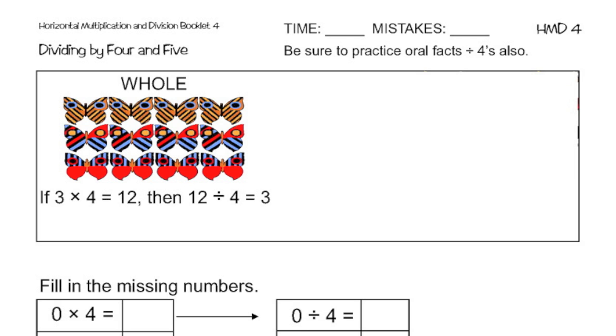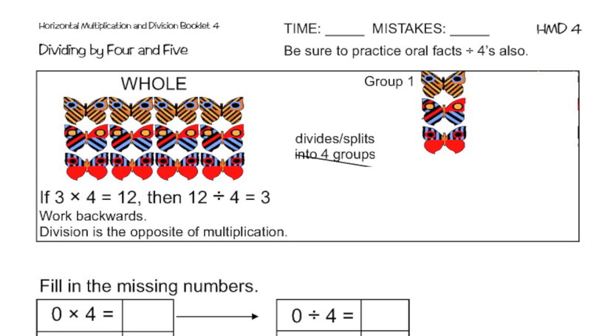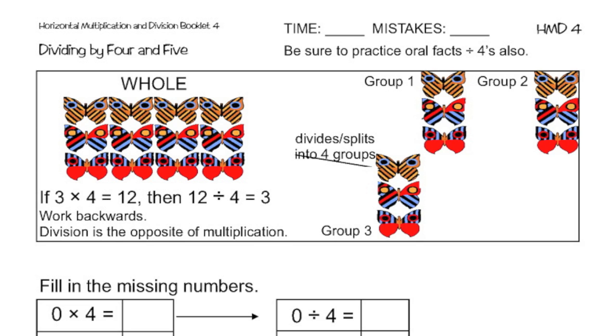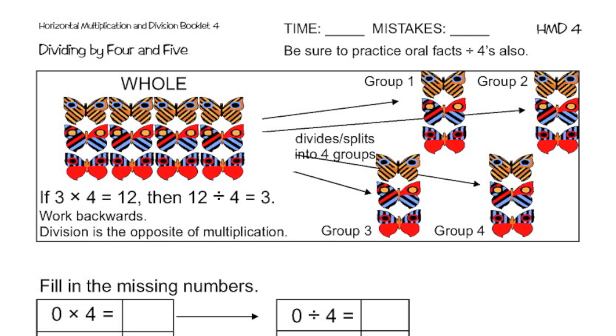So what you really need to do is just work backwards, and we've talked about this before. And just remember that division is the opposite of multiplication. So basically what I'm going to do is I'm going to slice these up into columns. I'm going to split it up into 4 different groups. And so I see group 1, group 2, group 3, and group 4. And so really this whole can break down into 4 equal parts of 3 butterflies each.